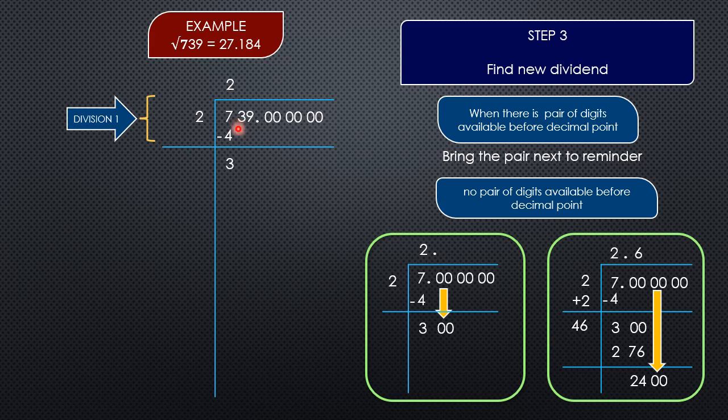In our example 739, we have a pair of digits available before the decimal point, that is 39. Bring 39 down and write it next to the remainder 3. Now 339 is the new dividend for the next division.